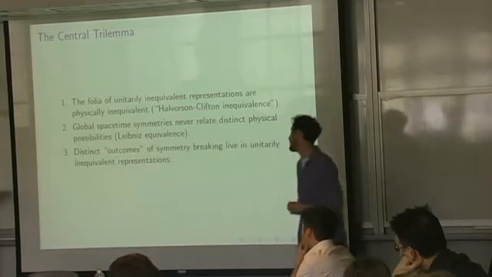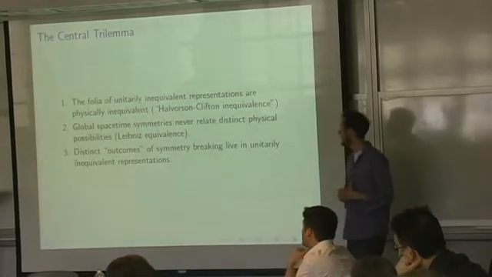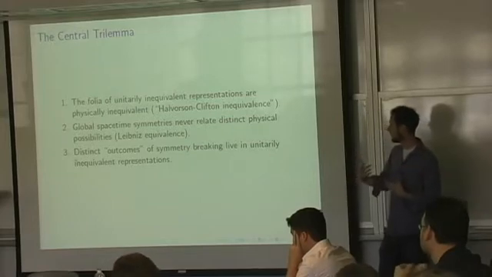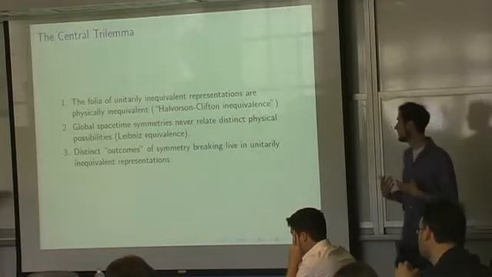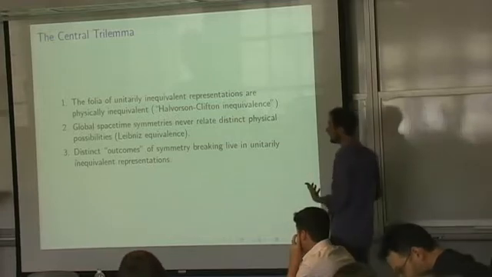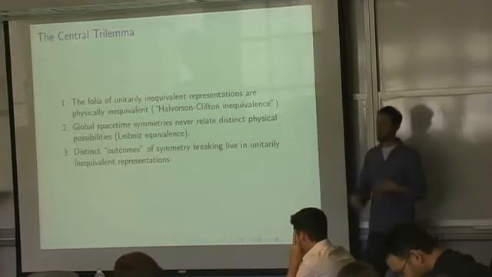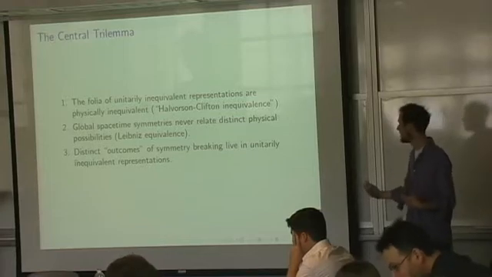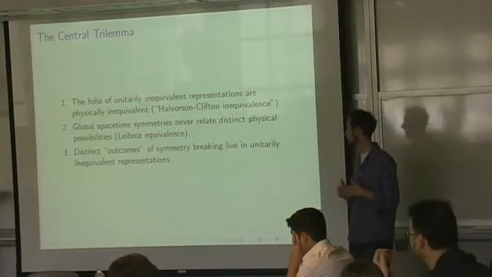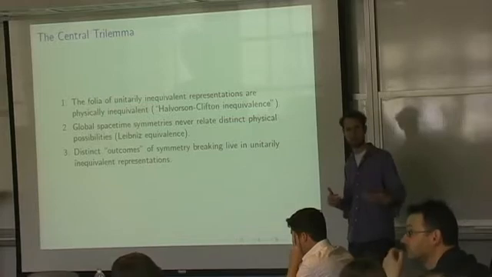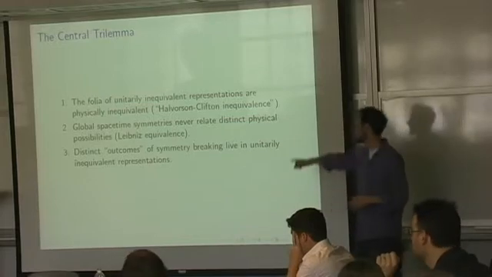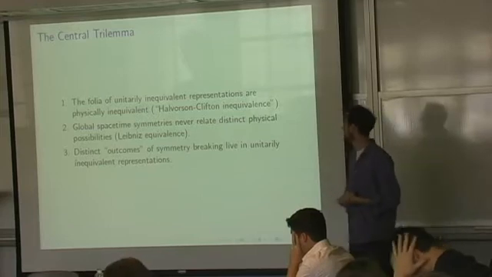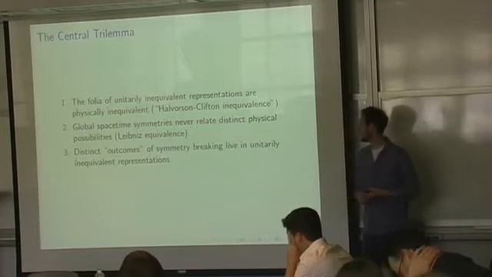The third part is, and this is going to become interesting when we do the breaking of space-time symmetries, that in the algebraic approach to quantum field theory, if I have a situation where a symmetry is spontaneously broken, then the different outcomes of the symmetry breaking, that is, the different possible ground states that the system could take on, live in unitarily equivalent representations. Okay?